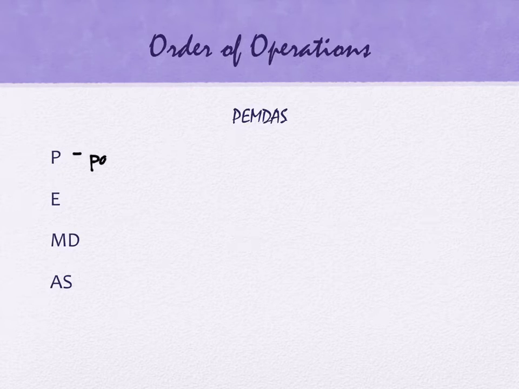That is parentheses. And what it means, and you should write this down, is it means that the things that are inside of the parentheses should be done first. Okay, it doesn't mean remove the parentheses. It doesn't mean deal with the parentheses. It means simplify what's inside of it. That's really what the P means.